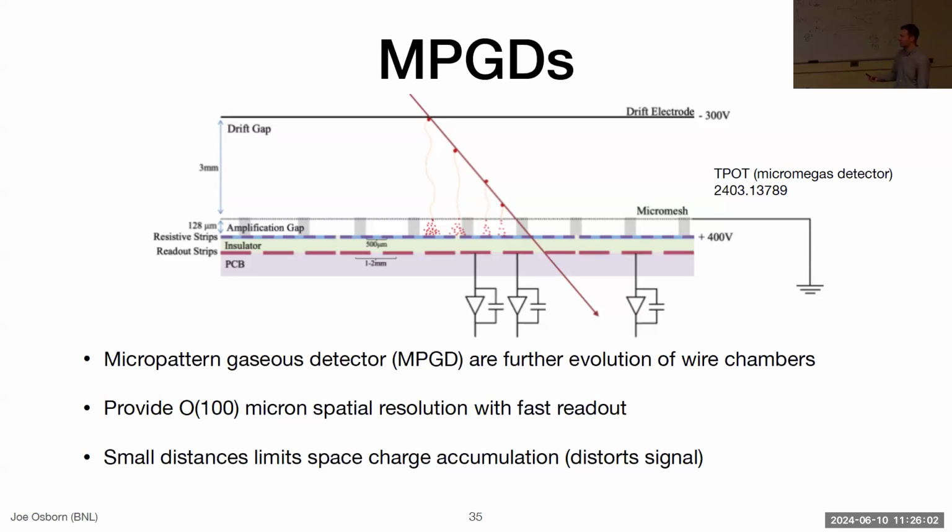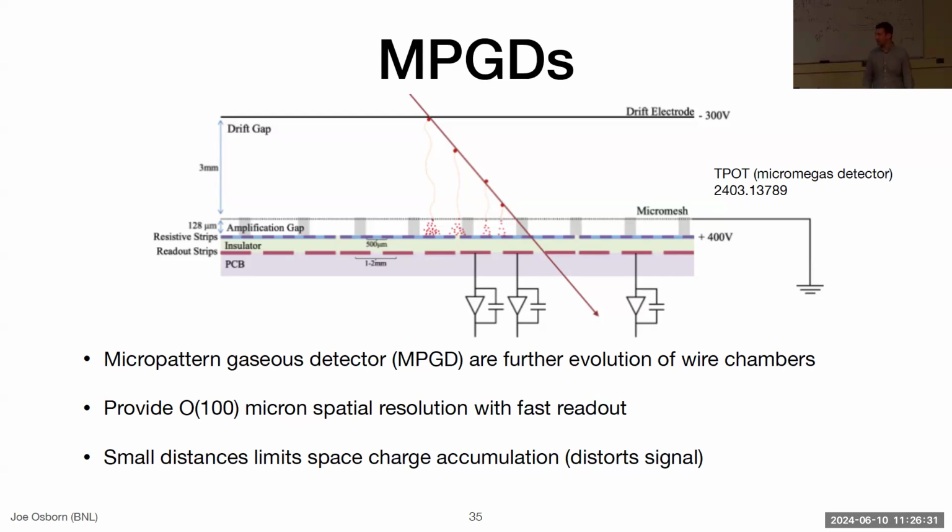The other nice thing about MPGDs is that because there are small distances in this amplification gap, this limits space charge accumulation. So something that I've completely ignored, that if you were paying attention very carefully you would have thought about, is that every time we liberate electrons from this gas, that leaves some ions. And ions are charged, so they will drift in this electric field.